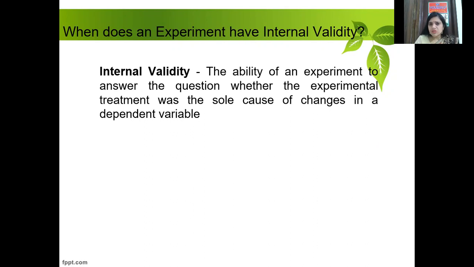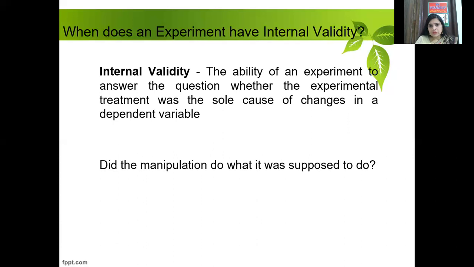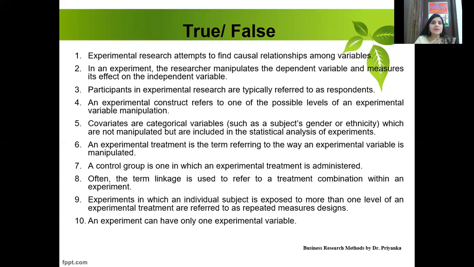Now we'll just finish it with some true false and some questions. This is basically going to answer you, did the manipulation do what it was supposed to do or not? Basically, it is to check whether actually the independent variable affected the dependent variable, or this is all done by extraneous variables or some other factors, right? Let us discuss some true false.